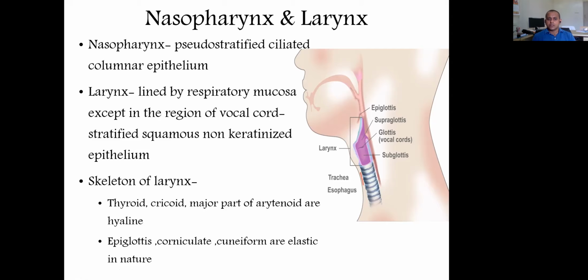Please understand this. The two parts in the larynx: towards the epiglottis, which is towards the oral cavity, it is stratified squamous non-keratinized epithelium, and in the vocal cord, it is also stratified squamous non-keratinized epithelium, right? And the rest of the part is respiratory mucosa.